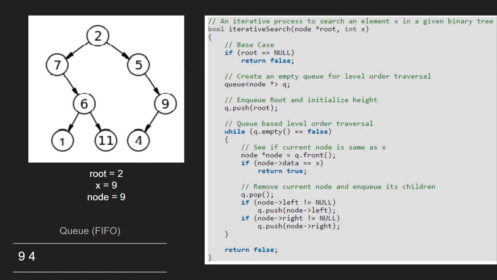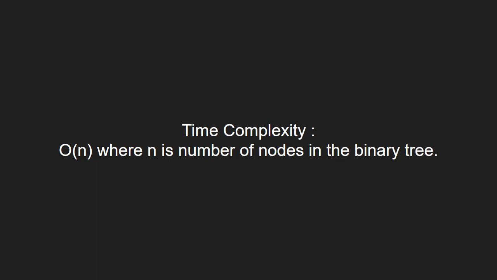Now, let us have a look at the time complexity of the program. This code will run in big O of n complexity. Here, n are the number of nodes in our tree.